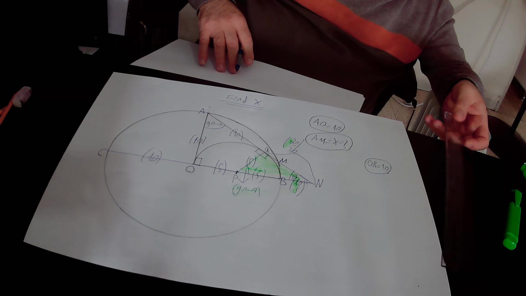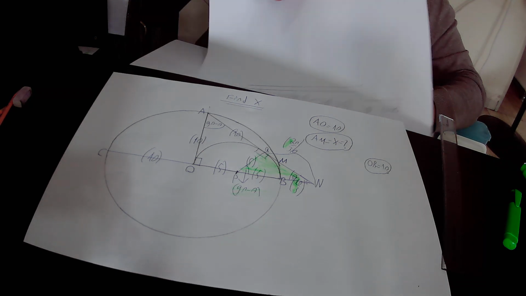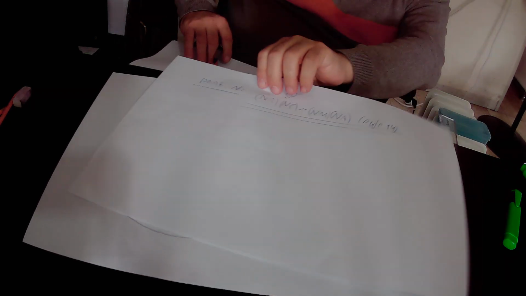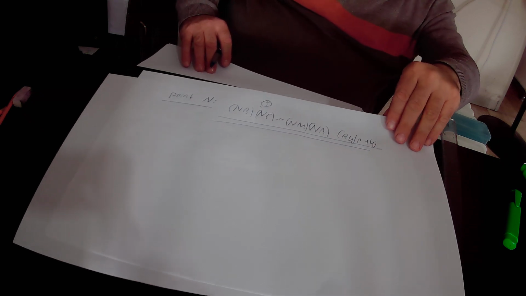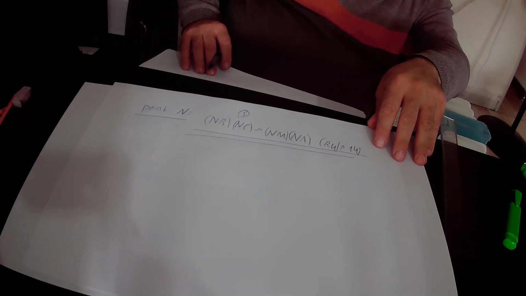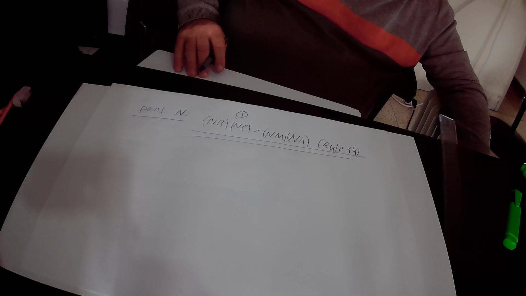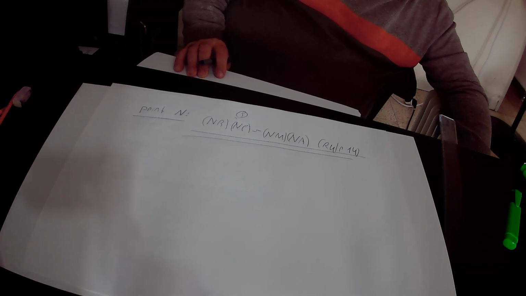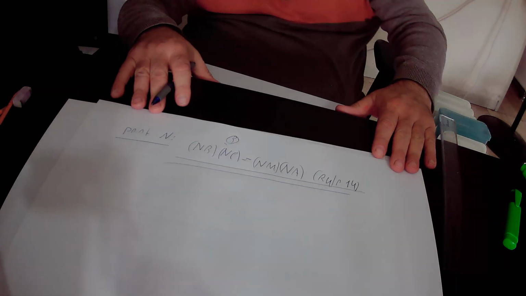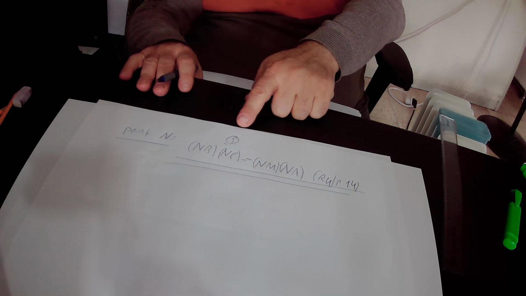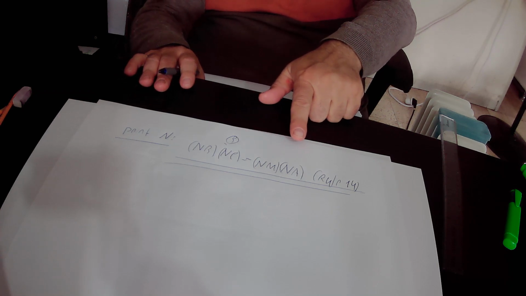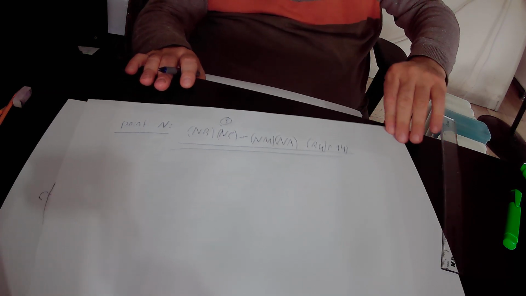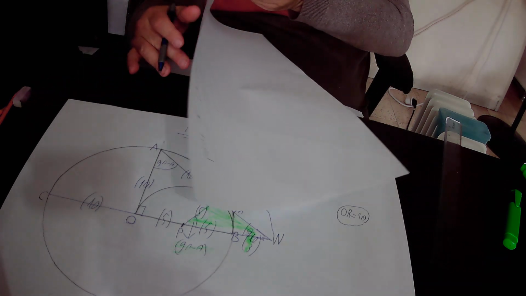Repeat again. Now if you focus at point N, all the requirements of rule number 14 are met. Therefore we can implement rule number 14 in our drawing. According to rule number 14, NB times NC equals NM times NA. Okay.